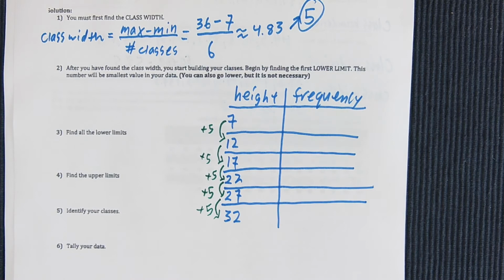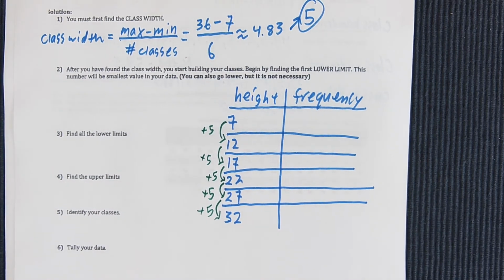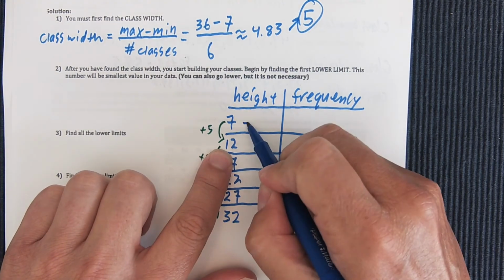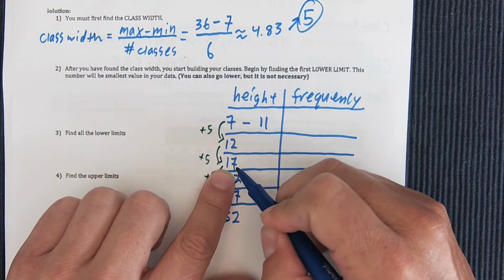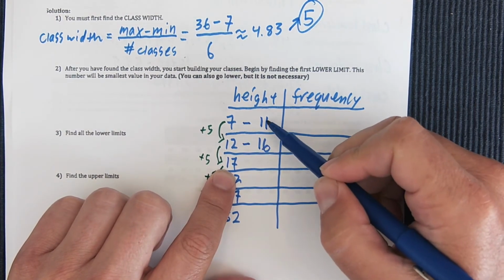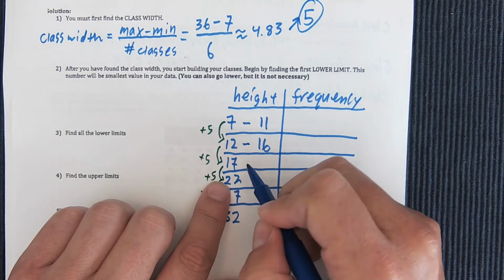So hopefully that's clear on how I'm doing that. These are my lower class limits. Now the upper ones are going to be easy. I'm just going to subtract 1 from there. Subtract 1 from there. Notice I'm adding 5 as well. 11 plus 5 plus 5 plus 5 and so on.